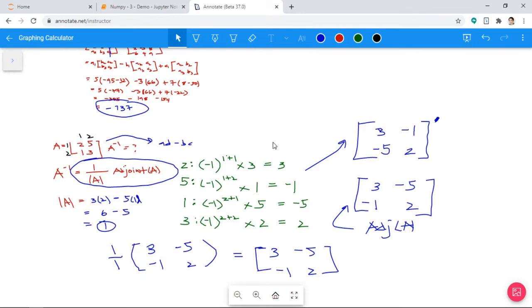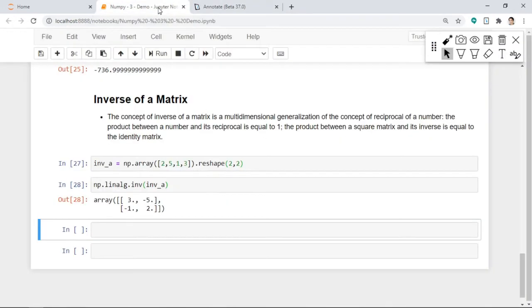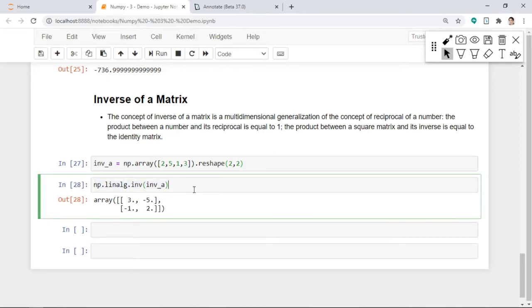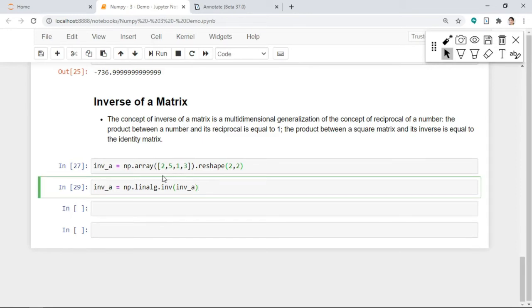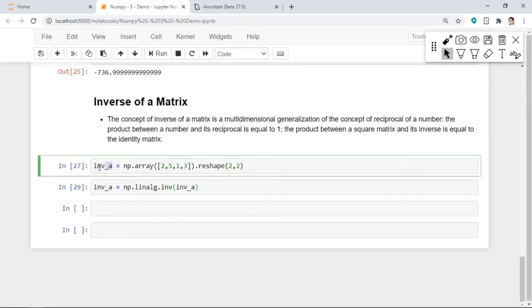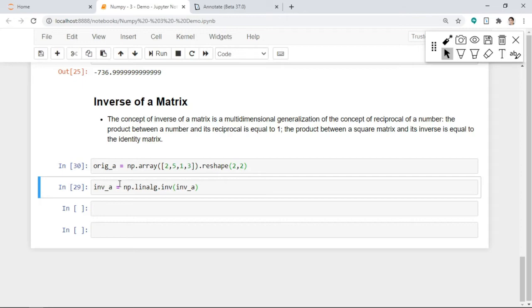Okay, so how about a 3 by 3 matrix? The process is still the same. So again, what is the concept of this one? If I assign this one also to a variable, shift enter, I assign this one to original A. Then we have the inverse A.